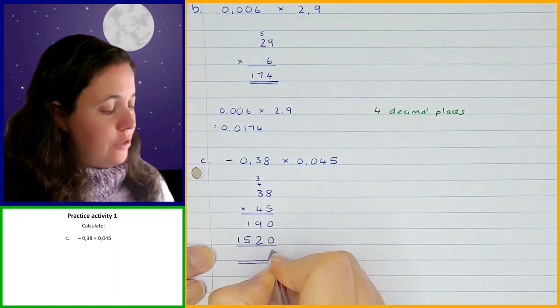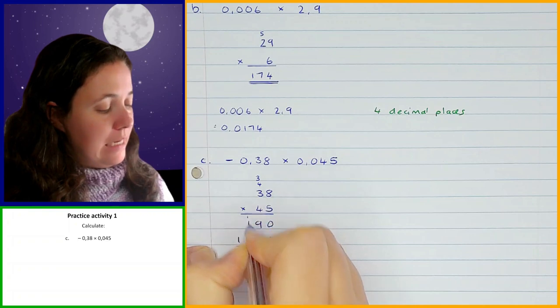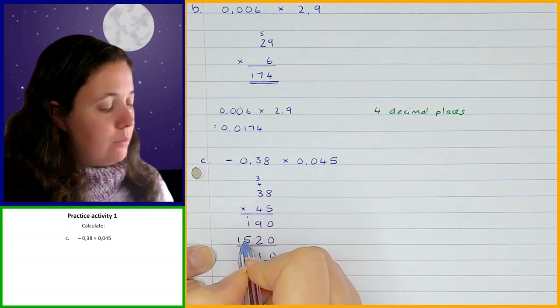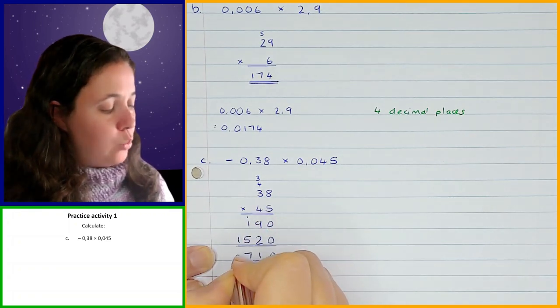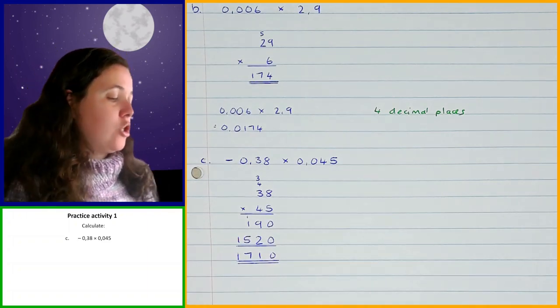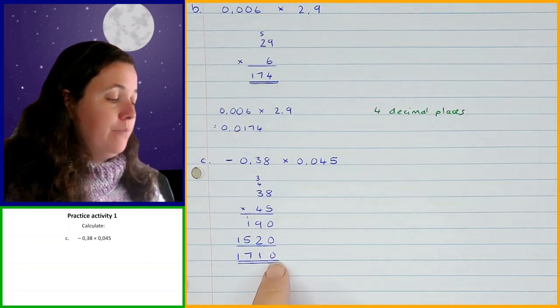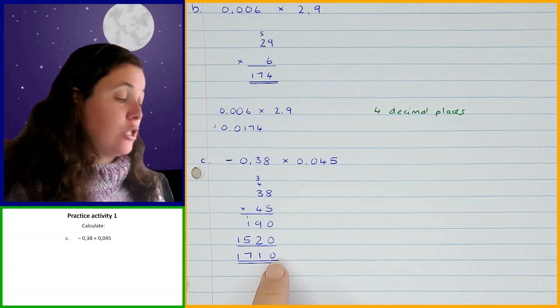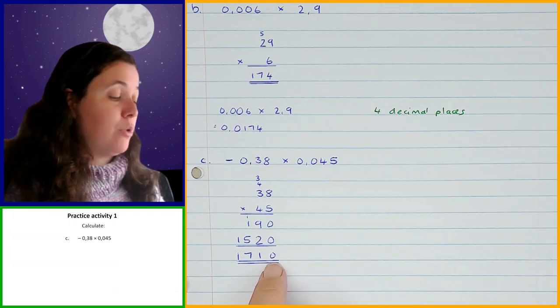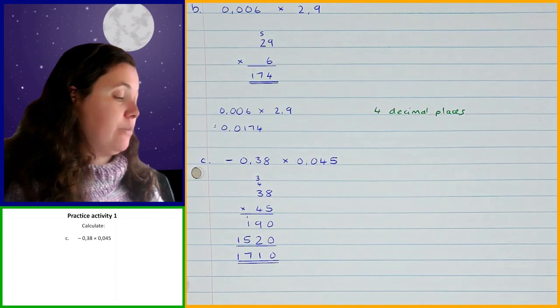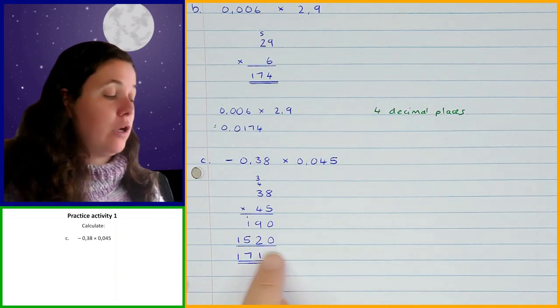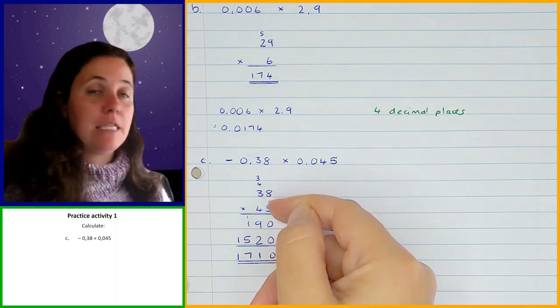Zero plus zero is zero, nine plus two is 11, one plus five is seven, and one plus nothing is one. So I end up with 1710. Okay, now this zero is going to end up falling away later on, but we still need to make sure we have it at the moment while we're working out where our decimal point is going to be, because this is still part of the answer for multiplying 38 and 45.